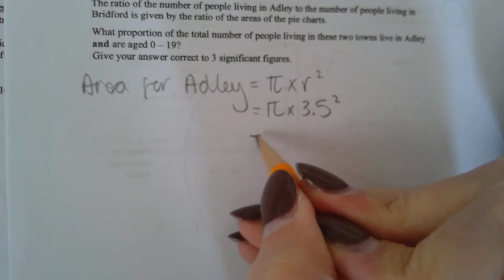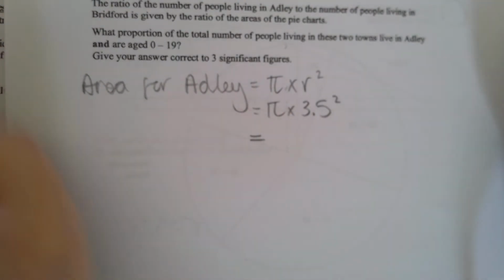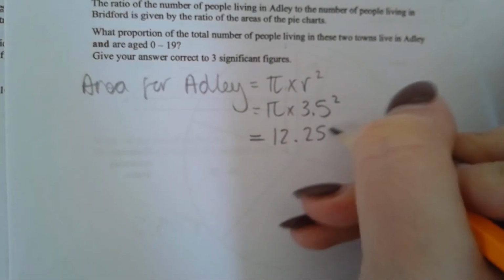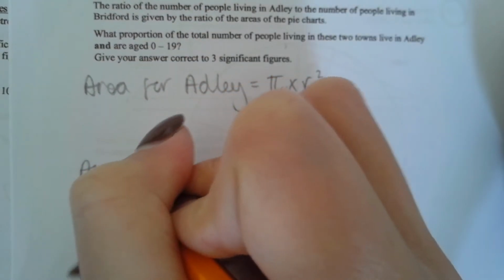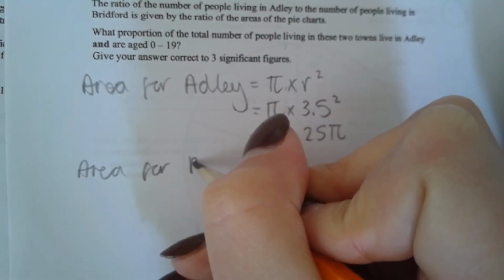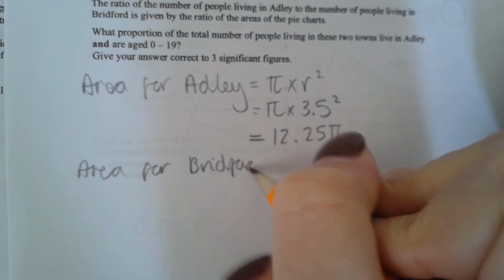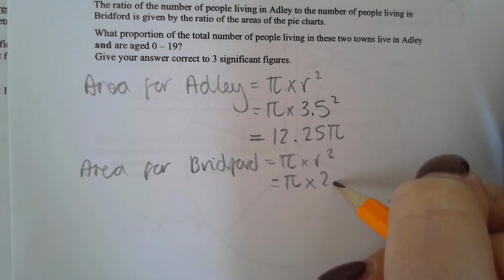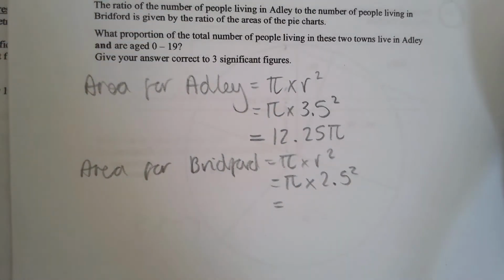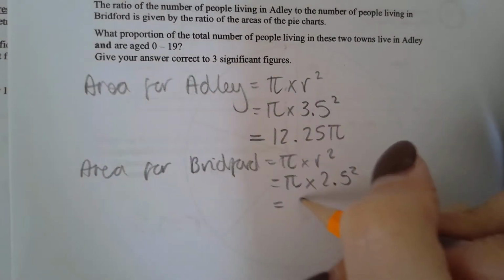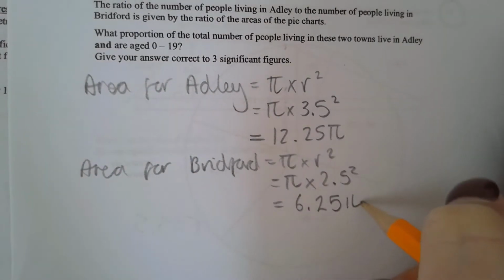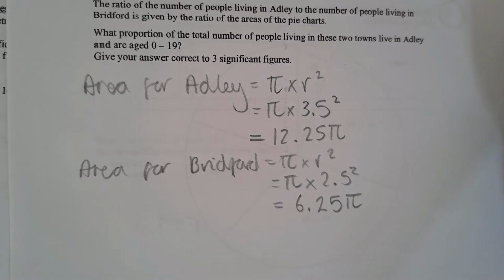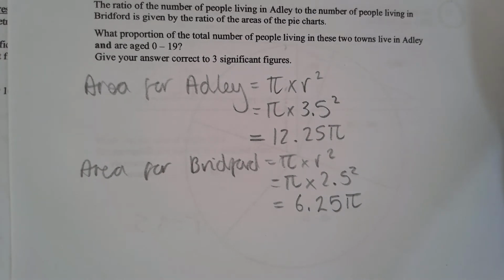So 3.5 squared is 12.25 pi. Area for Bridford is pi r squared. This time r is 2.5, as we saw. 2.5 squared is 6.25. Okay, so that is the two areas.